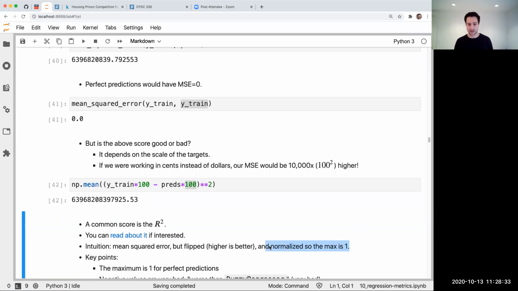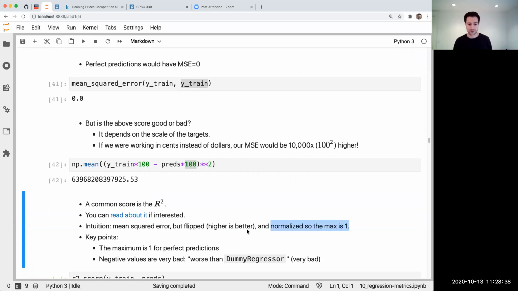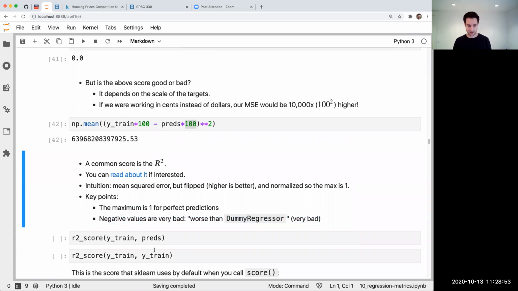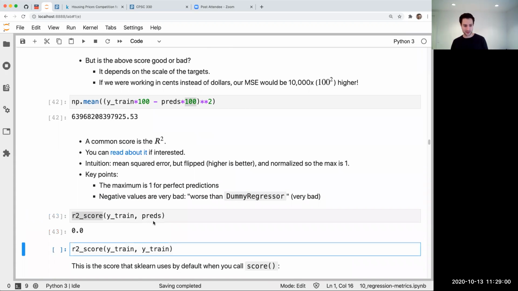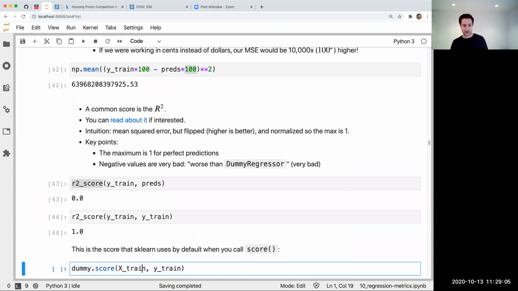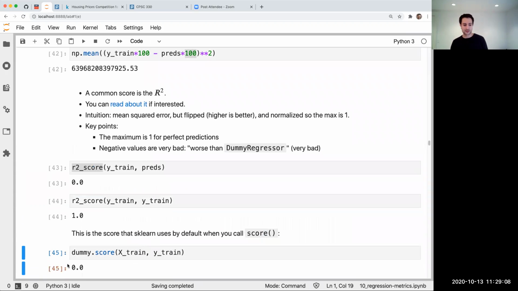And the best R squared you can have is 1, just like with classification, the best score you could have is 1. So 1 is perfect predictions. So if you just predict the average like dummy regressor, you get 0. And it is possible for R squared to be negative, but it's not going to happen that much to you in real life. Just in silly cases like dummy regressor on the test set. So scikit-learn has this R squared. Here, we got 0 from dummy regressor and 1 from putting in the true values. And if you call .score, it uses the R squared by default.